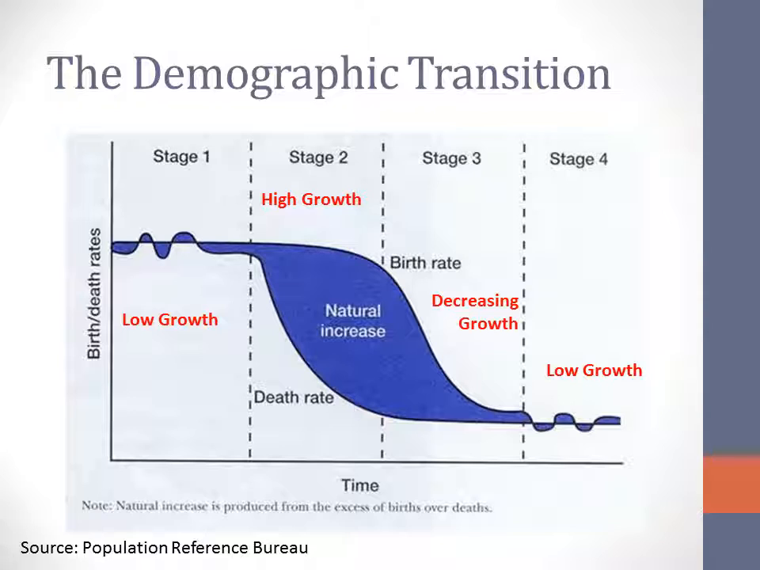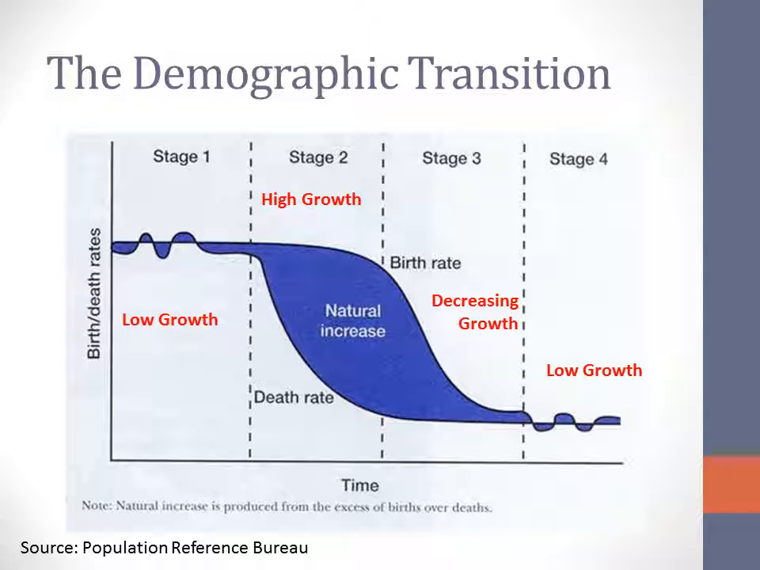Stage 2 is a period of high growth caused by a decline in death rates. So you see on the chart, the death rate goes down, but actually the birth rate stays relatively high. That line on the top, which indicates the birth rate.